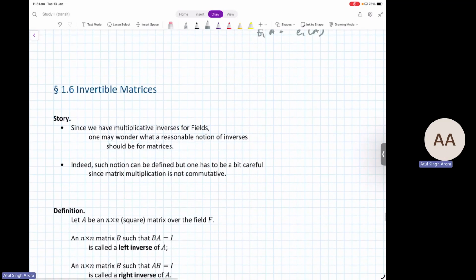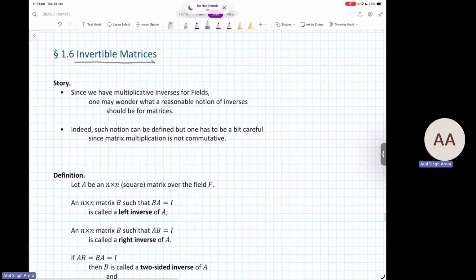So let's continue then. So now we're going to look at invertible matrices, okay? And oh yeah, I have to also silence my phone. Just give me a second. Okay. Yeah, please take a moment and silence your devices if you haven't already.